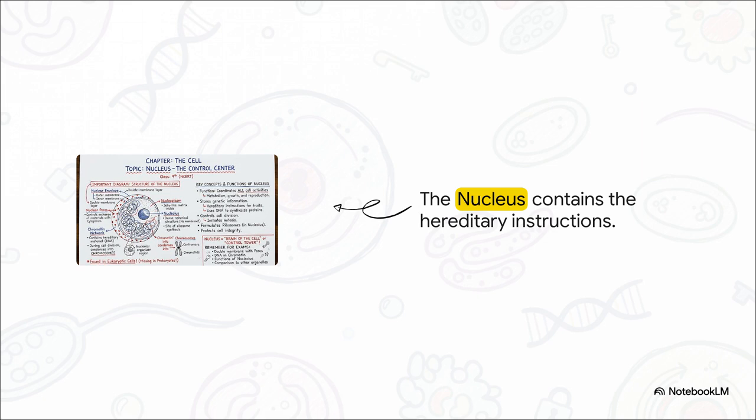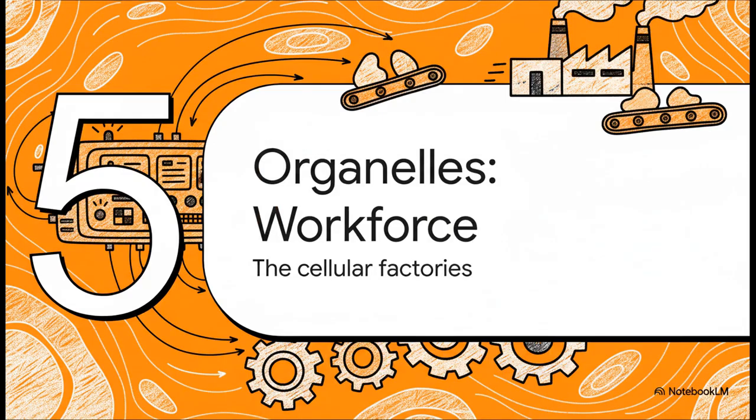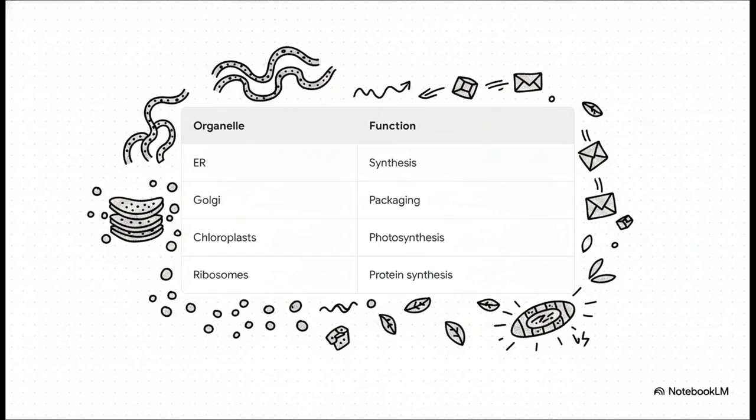This whole structure coordinates absolutely all cell activities. It truly is the brain of the cell, or the central control tower. Okay, moving on to Section 5, Organelles, the cellular workforce. So let's dive into the actual factories that keep this whole microscopic city running. Think of them as a highly sophisticated supply chain.